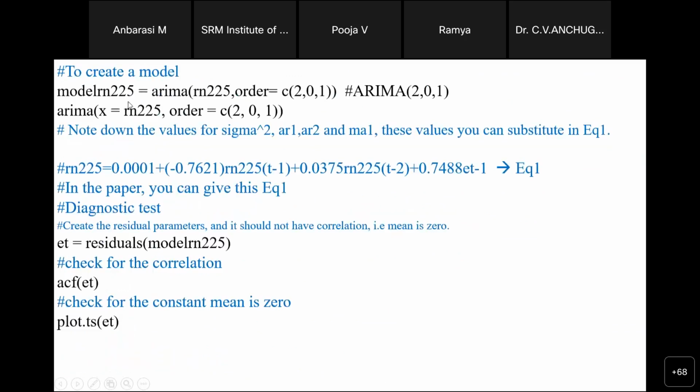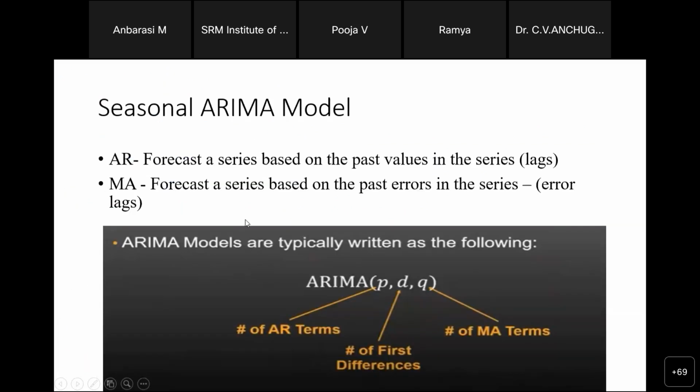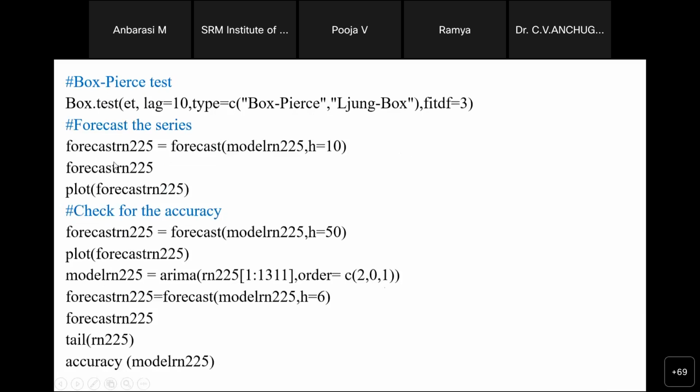After that, we can create a model and perform the diagnostic check. Based on this check, we can see that the data has no correlation, the mean value is 0, and the distribution is normal. After that, you can go for the Box test, and then the prediction. For future predictions, we can predict up to 10 records, and then go for the accuracy. So this is what we have to do for the ARIMA model.